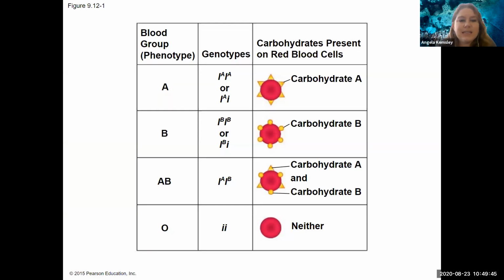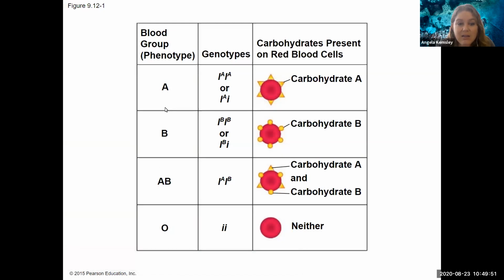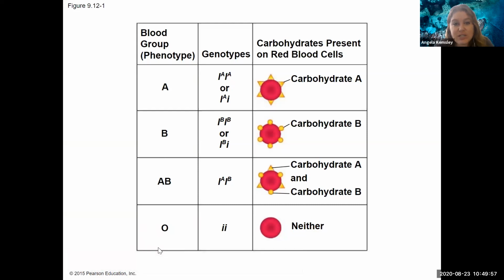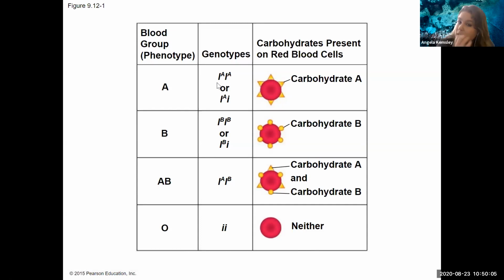On the left, our blood group is our phenotype. Your phenotype, your blood group, can be either A, B, AB, or O. Now let's take a look at the genotypes. You'll notice that we use the letter I here. If we have a capital I, that means it is dominant. We do this because the blood groups are co-dominant. It's to remind you that A and B are co-dominant.